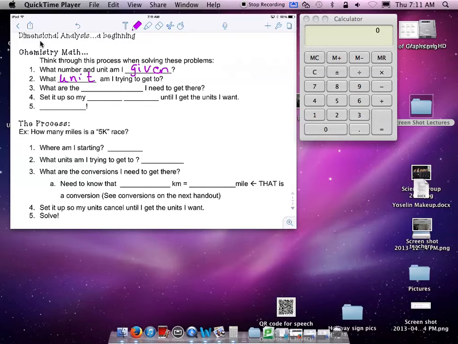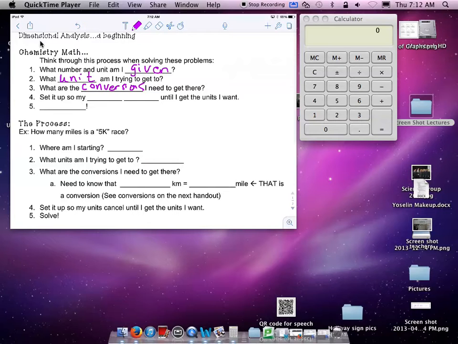All right, the other thing you're going to need to know are your conversions. Now, conversions are just things that equal each other. So for example, there are 60 seconds in 1 minute. There are 4 quarters in $1. There are 4 quarts in 1 gallon. Those kinds of things are conversions. Two things that equal each other, where the numbers are different and the units are different. That's what we're looking for.